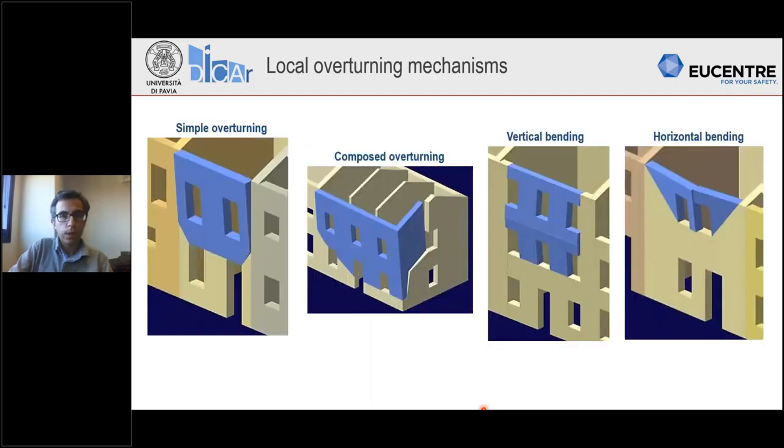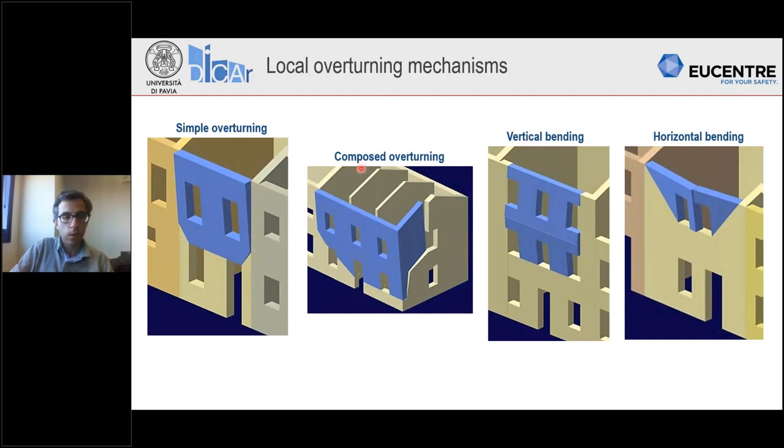Different local mechanisms can take place in a building. Here you can see some examples. Here, for example, you can see the simplest, which is called simple overturning. Here you can see the overturning of this portion of masonry, and this mechanism can take place when no restraint at the top is present, and also the connection with the orthogonal walls is not very good.